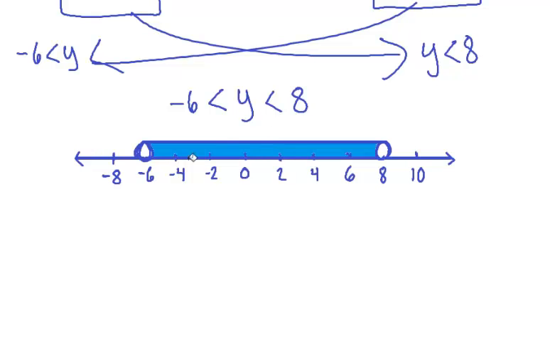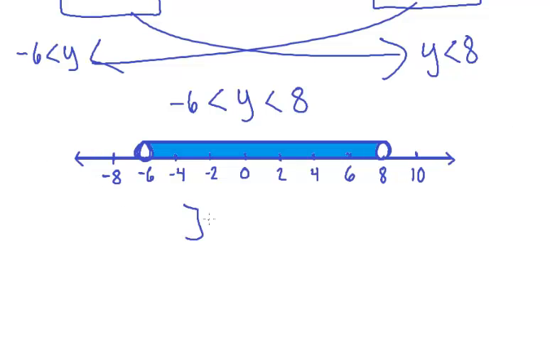So we color in between, and all of the answers in between those numbers will be the solution for the exercise, except for the edges. Number minus 6 and number 8 are not solutions, but the numbers between them, yes, they are solutions. That's the idea of this drawing. That's what this drawing tries to explain.